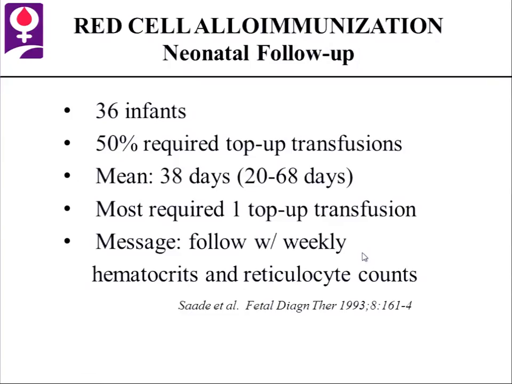This is the take-home message. We're not done. This baby has a suppressed bone marrow. When it's born, it's all donor cells. So that baby will come out with a blood type O negative with a DAT negative. And that baby will need to be followed fairly carefully. So we work with our pediatric hematologist to see that baby every week, to check a retic count and hematocrit. And usually that baby, about half the time, will need a top-up transfusion at about a month of age.